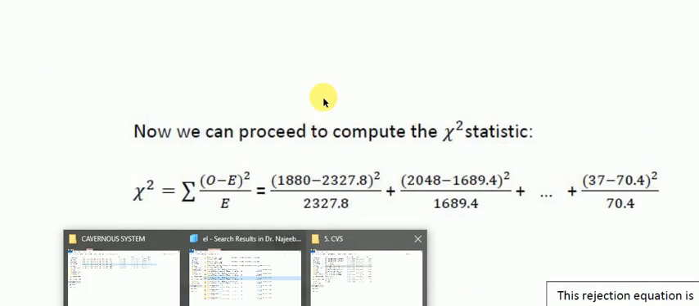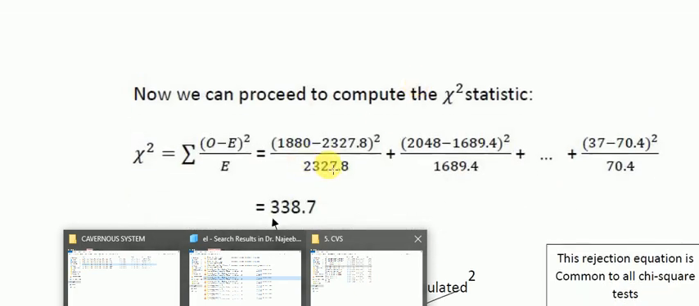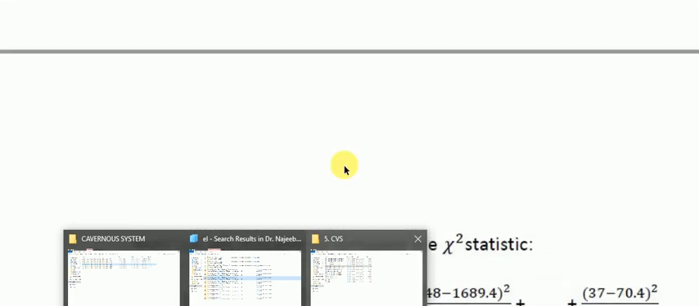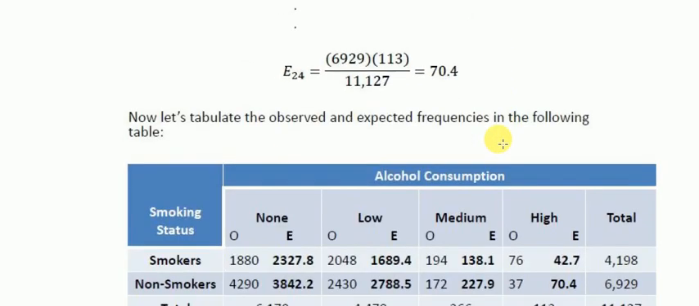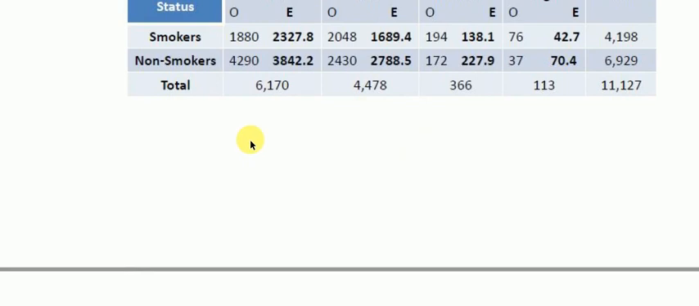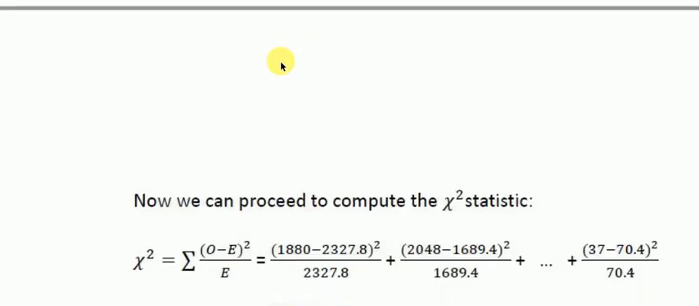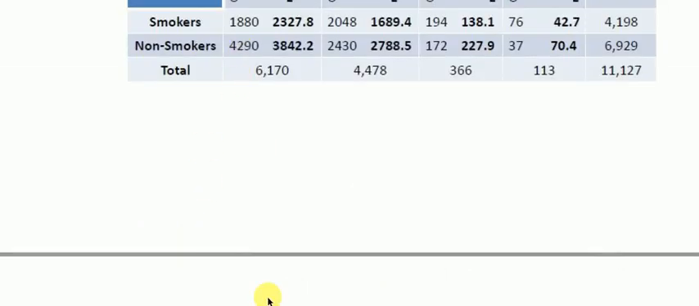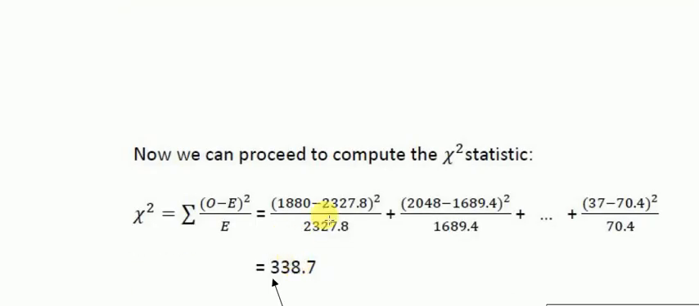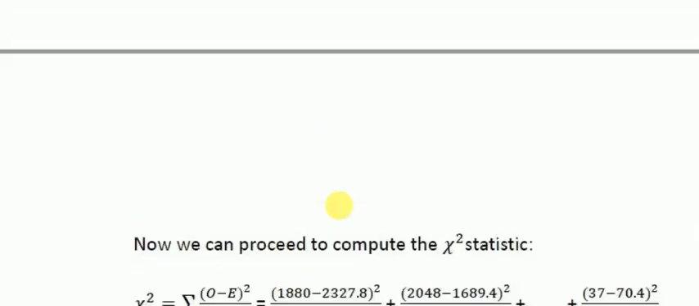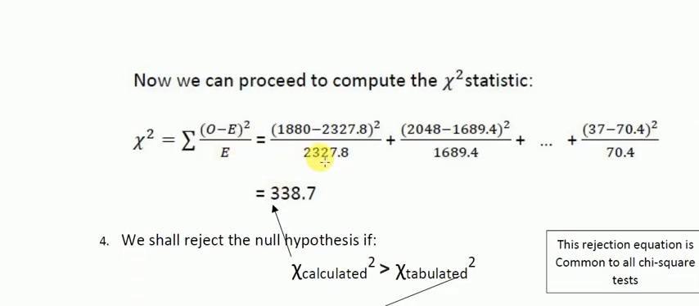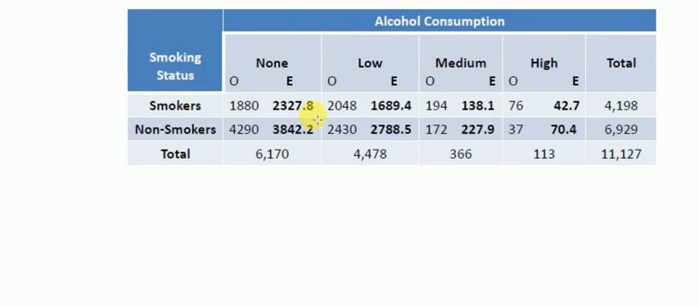No, sorry, we don't divide by the total, we divide by the expected frequency, which is 2327. We divide by the total only when we are calculating expected frequencies. So observed is 1880, we put in the value of 1880, then the expected 2327, we plug in the value of 2327, and then divide by the expected frequency, which is 2327. So here we have the chi-square for this cell alone.